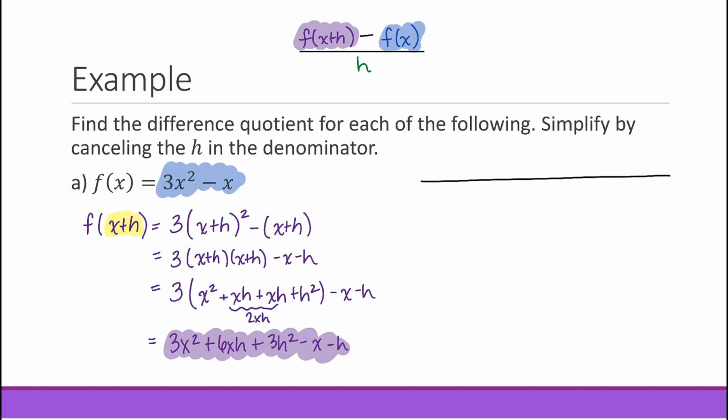So let's go ahead and start to fill it in. I'm going to put a big fraction bar. And again, I'm going to use purple. I'm going to put 3x squared plus 6xh plus 3h squared minus x minus h. So all of that minus, and what comes next is f of x. Well, f of x is a binomial. It's 2 terms, so I have to keep it in parentheses, 3x squared minus x, because this negative is going to distribute, and then all over h.